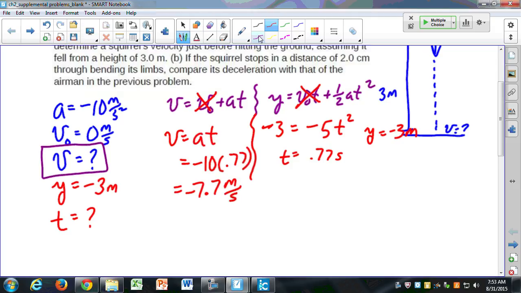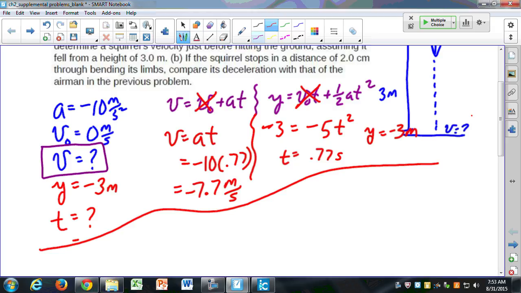All right. Now, for the next problem, it's a little more complicated. Now we're going to have a different situation. We're going to have the squirrel. I'm going to sort of blow up this area. I have the squirrel. He's right here. And he puts his legs down to stop himself.